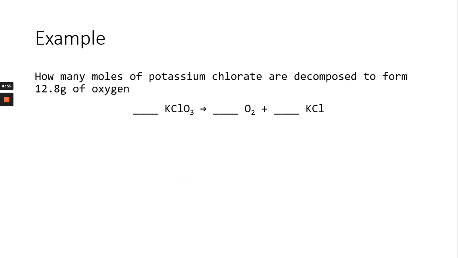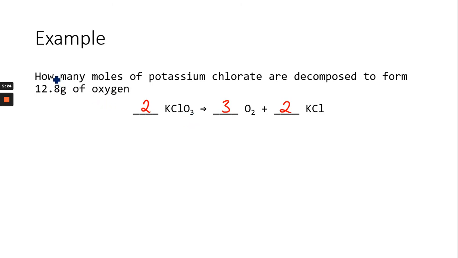Again, we're going to want to balance this reaction first. We have 3 oxygens and 2 oxygens. So we're going to make them both 6. 2 times 3 is 6. 3 times 2 is 6. Putting the 2 there makes 2 potassiums, so we'll have to multiply by 2. 2 chlorines, 2 chlorines.